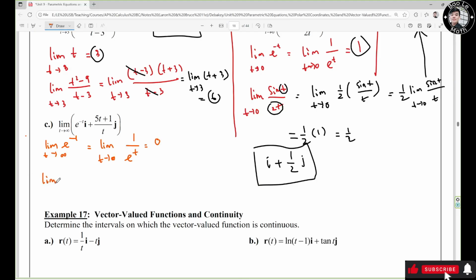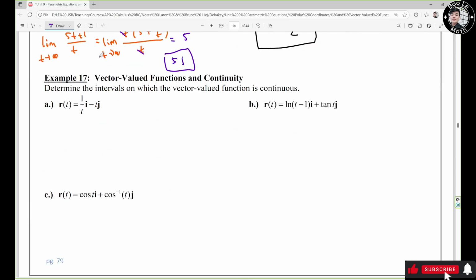Now limit of 5t plus 1 over t when t approaches infinity, right? So I'm going to factor t out, so it could be t times 5 plus 1 over t, right? t and t cancel out, right? So when t approaches infinity, this one approaches 5, right? So finally, you have the answer 0i, which means 0, so you don't need to write it, right? 5j. So the answer is 5j.